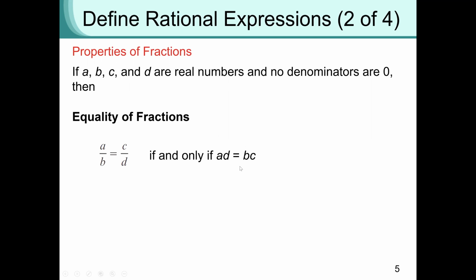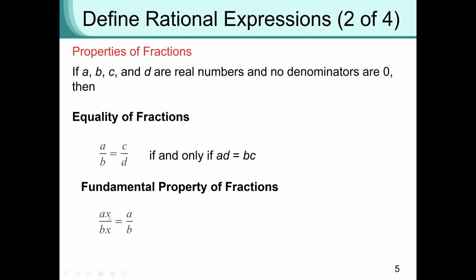And what we did here is what we normally call cross multiply. So if I have A divided by B equal to C divided by D, I can cross multiply, A multiplied by D equal to B multiplied by C. And when we are solving a rational expression, we can cross multiply the terms. So that's the fundamental property of a fraction.